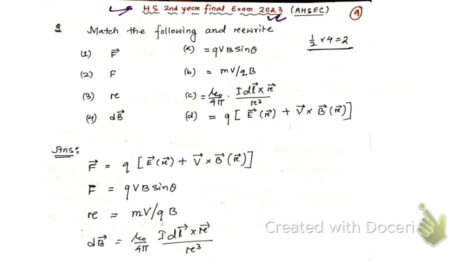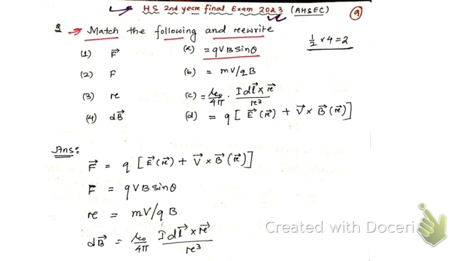So here you see, this is the first question: match the following and rewrite. So here we have to match this with these sides. The first one is QVB sine theta.